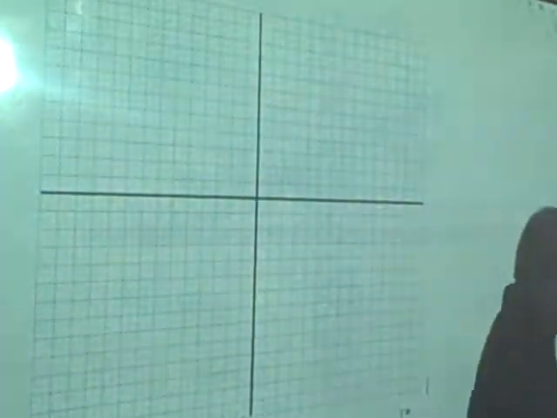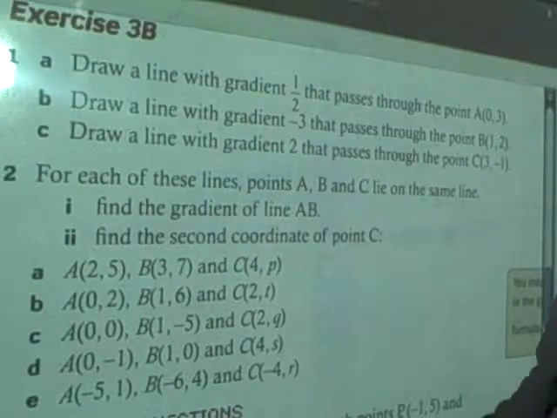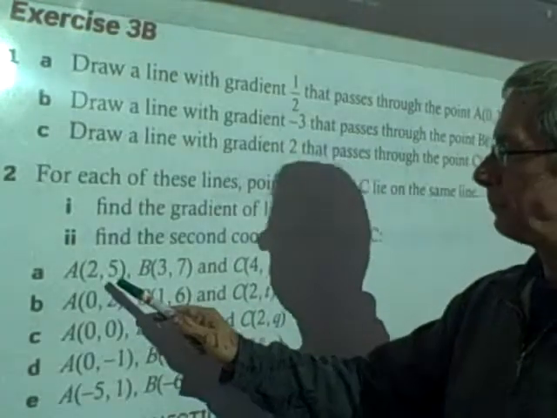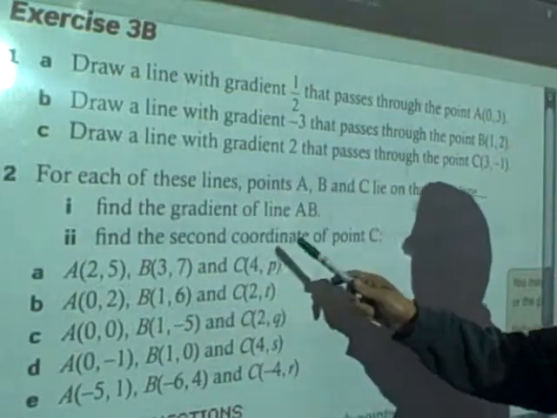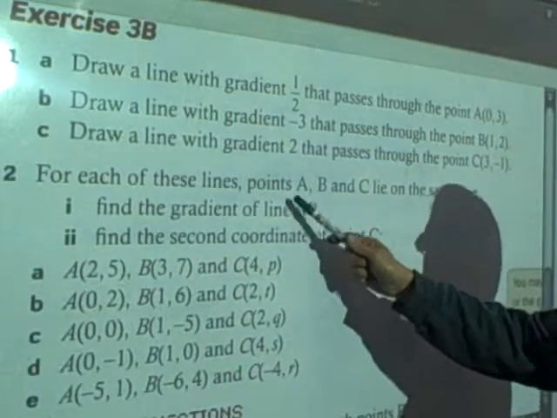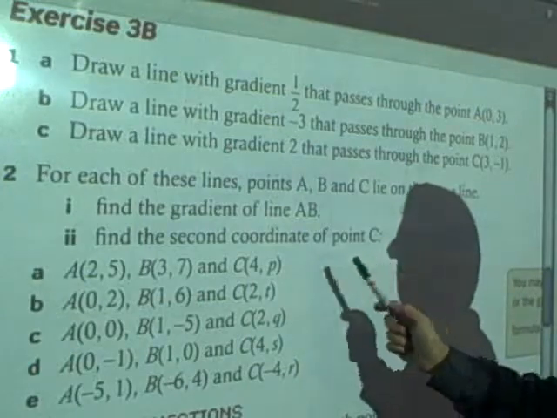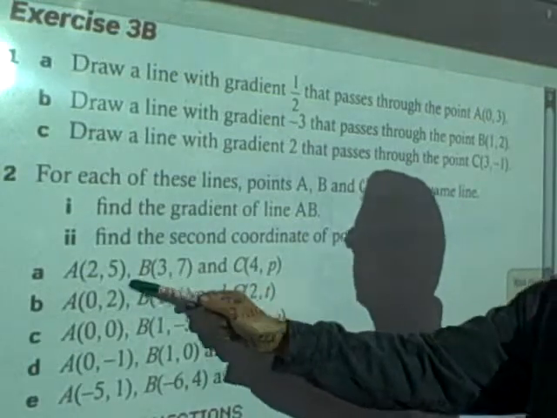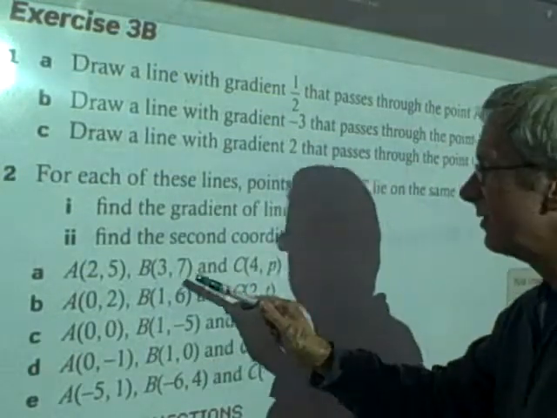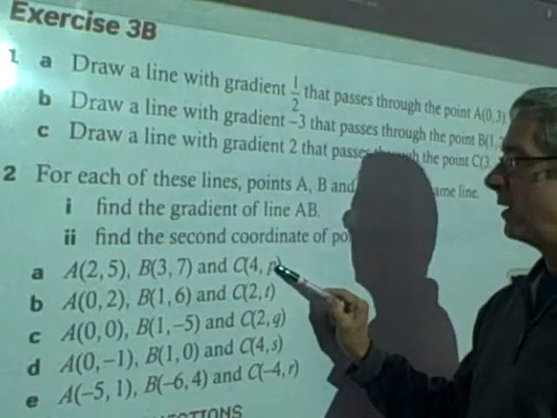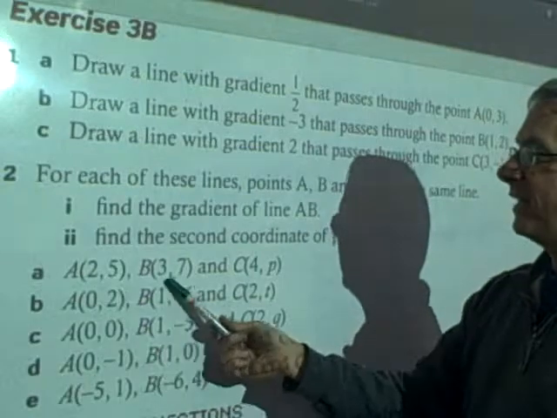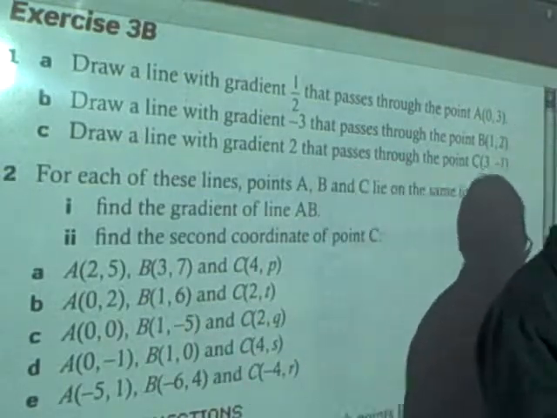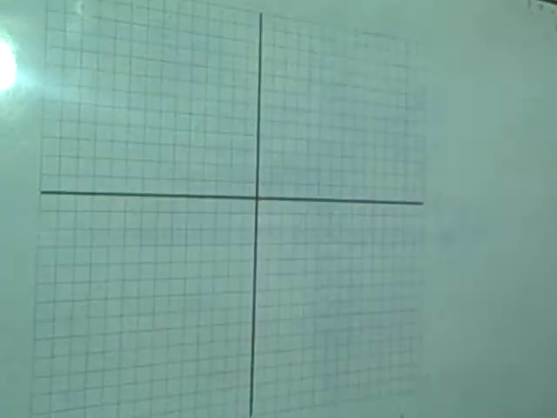Let's remind ourselves what it says. Problem 2 gives us a point, A, and it gives us a point, B. And it says, for each of these, points A and B and C lie on the same line. So first we're going to say, what's the gradient of the line through these 2 points? And then we'll find the missing coordinate in point C. Okay, so these are our points (2, 5) and (3, 7). We'll have to remember those as we move forward.